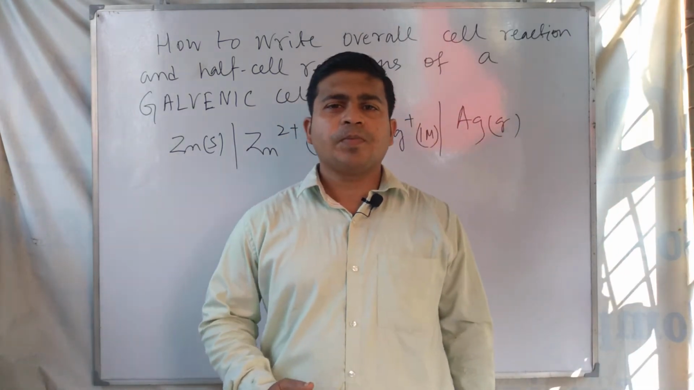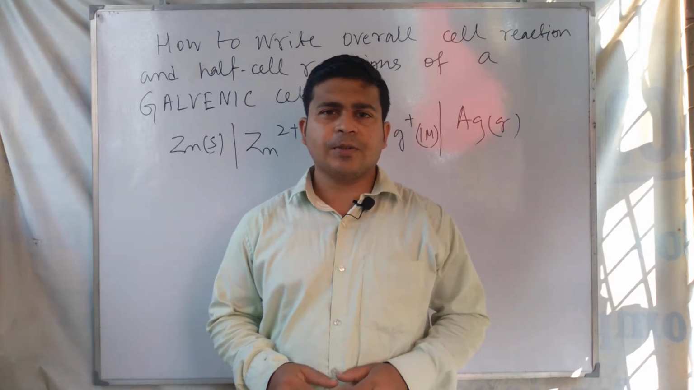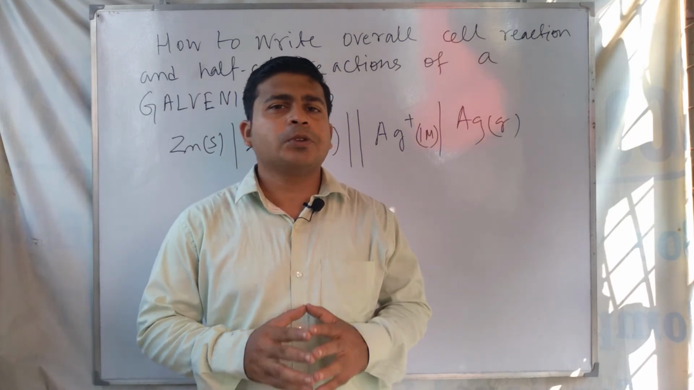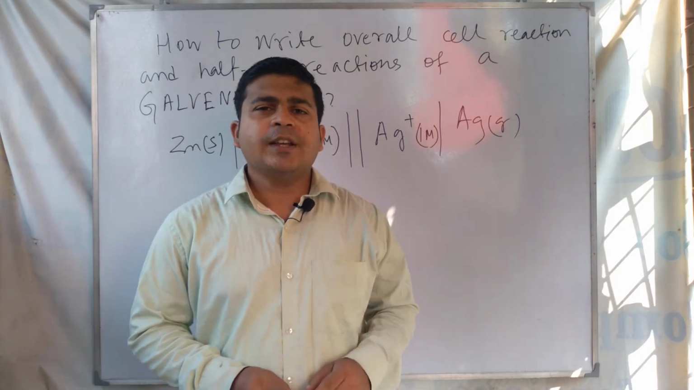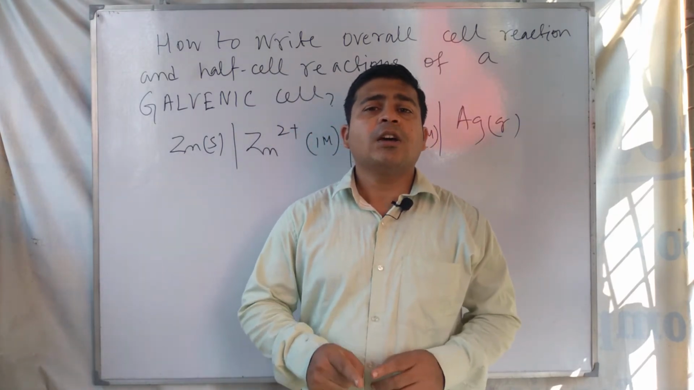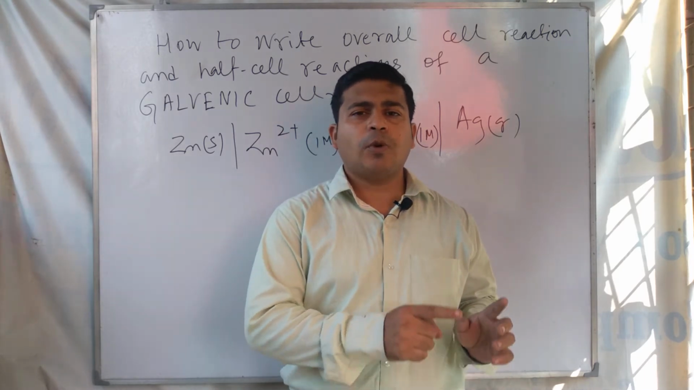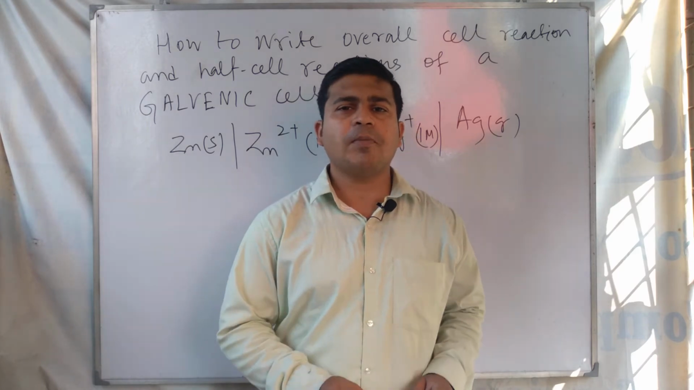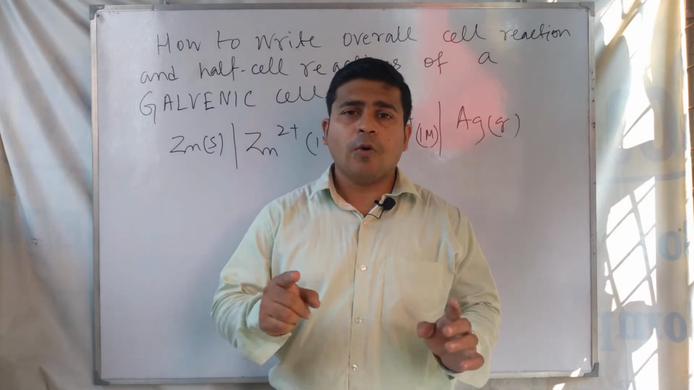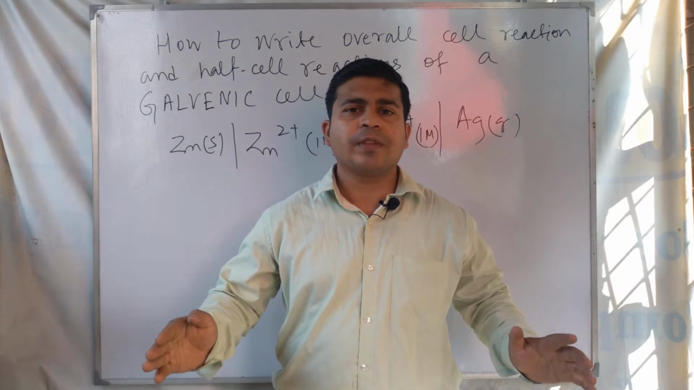In a galvanic cell, a net cell reaction takes place with two half cell reactions. In this video I show you the process of writing the overall or net cell reaction and the half cell reactions, because you know that in a galvanic cell two halves are present: one is the oxidation half and another is the reduction half. Two individual reactions take place in these halves, and a net cell reaction takes place in a galvanic cell.